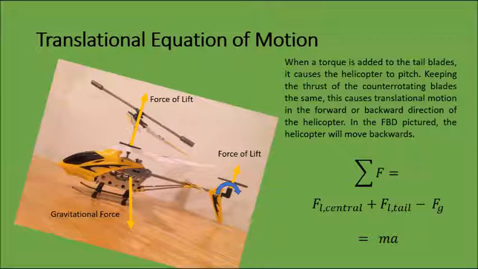If a torque is added to the tail blades, then the translational equations of motion change. When a torque is added to these tail blades, it causes the helicopter to pitch. If the thrust of the counter-rotating blades is kept the same, this will cause translational motion in the forward or backward direction of the helicopter. In the free body diagram pictured, the helicopter will move backwards.